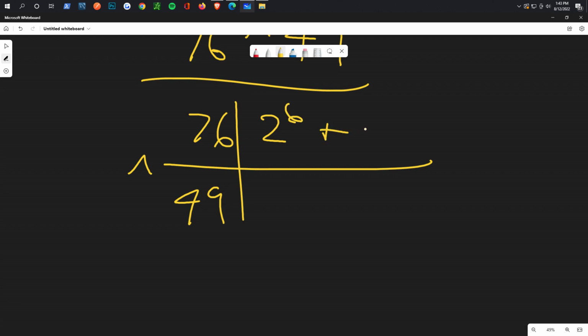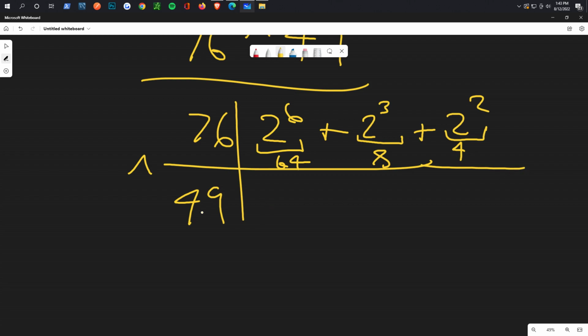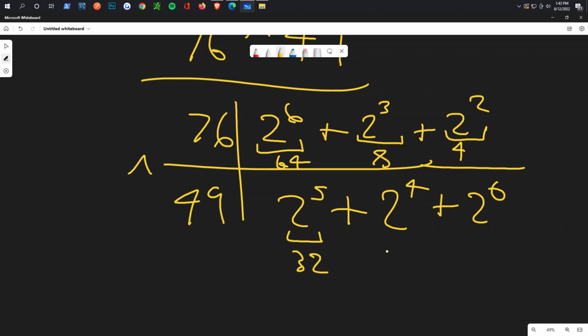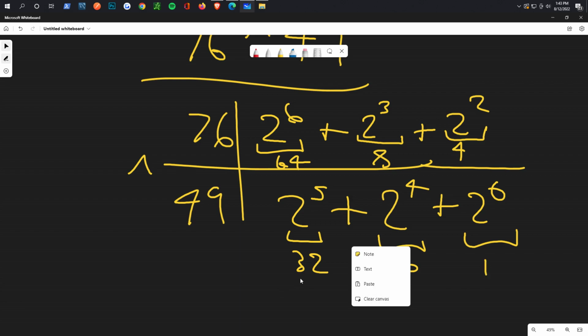Two to the 6 plus 2 to the 3 is 8, plus 2 to the 2, which is 4. Now 49, so that's going to be 2 to the 5 plus 2 to the 4 plus 2 to the 0. So this is 32 plus 16, which is 48, plus 1, 49.